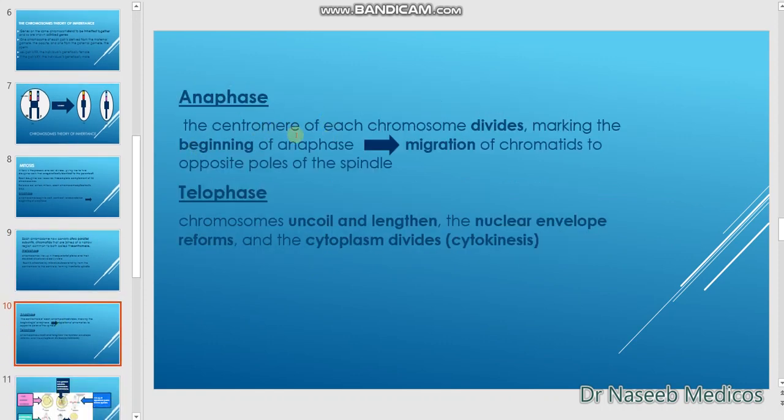Anaphase is the third phase. In this phase each chromosome divides, and the migration of chromatids takes place to the opposite poles of the spindle. In telophase, the chromosomes uncoil and lengthen again, the nuclear envelope of each cell reforms, and the cytoplasm divides into two, that is cytokinesis.